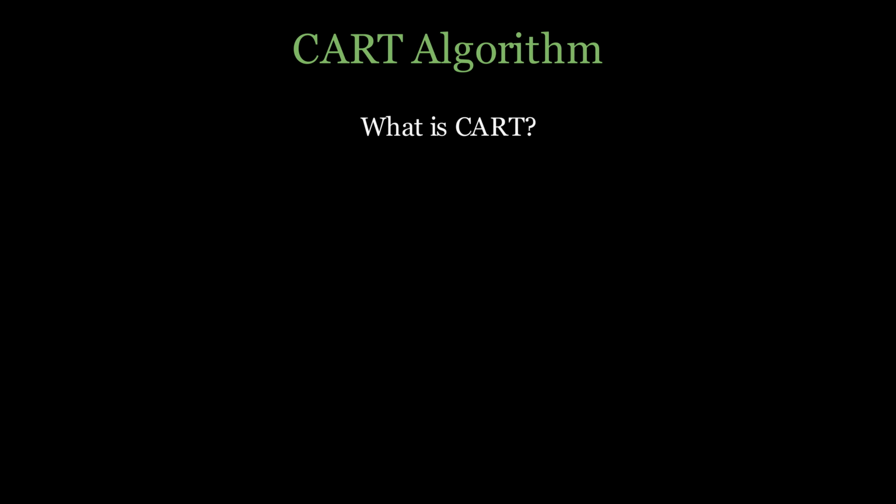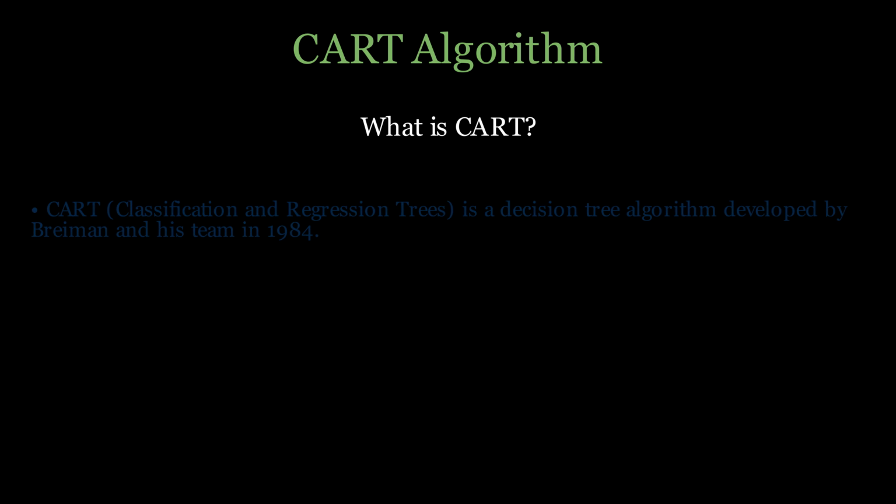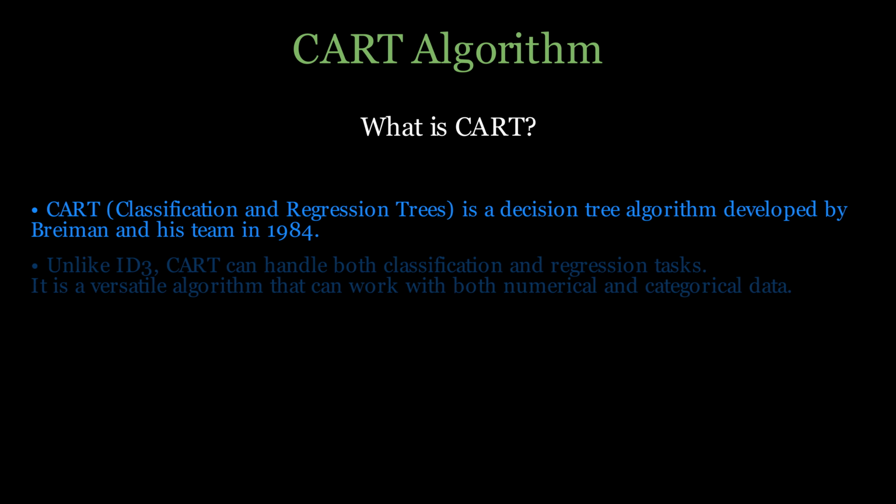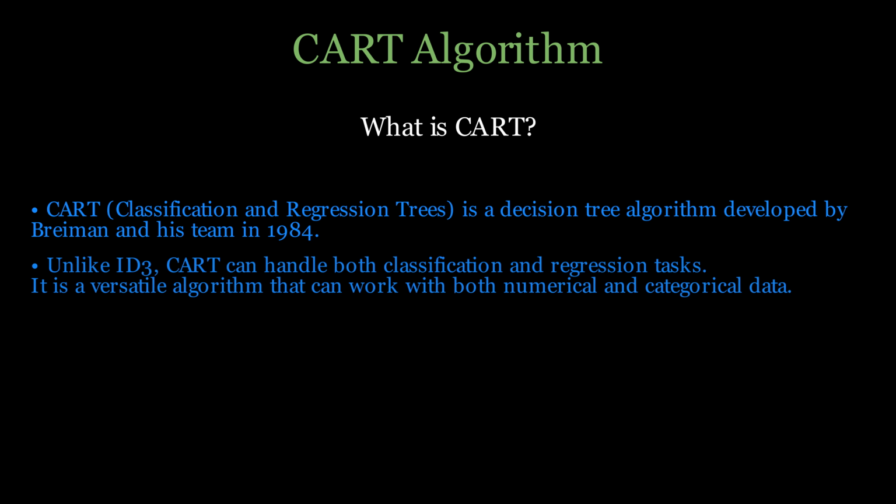What is CART? CART, Classification and Regression Trees, is a decision tree algorithm developed by Breiman and his team in 1984. Unlike ID3, CART can handle both classification and regression tasks. It is a versatile algorithm that can work with both numerical and categorical data.